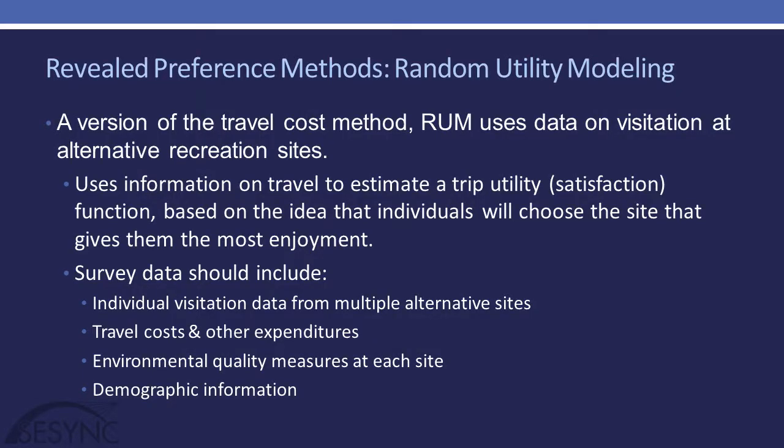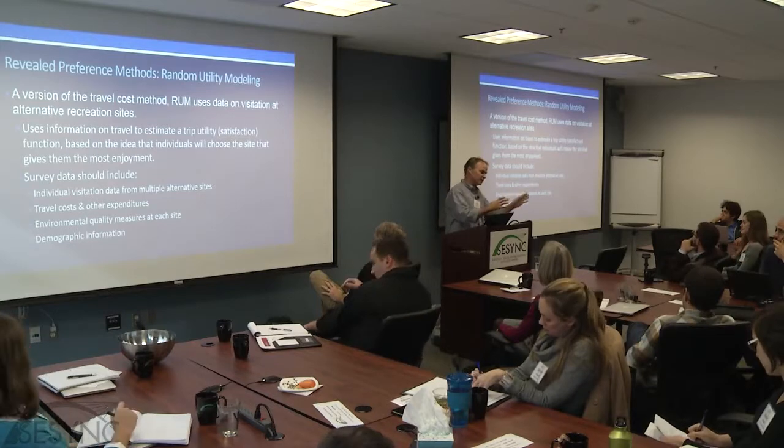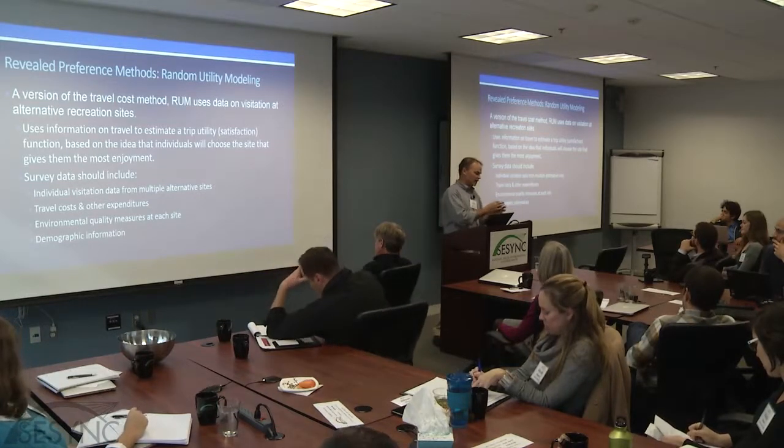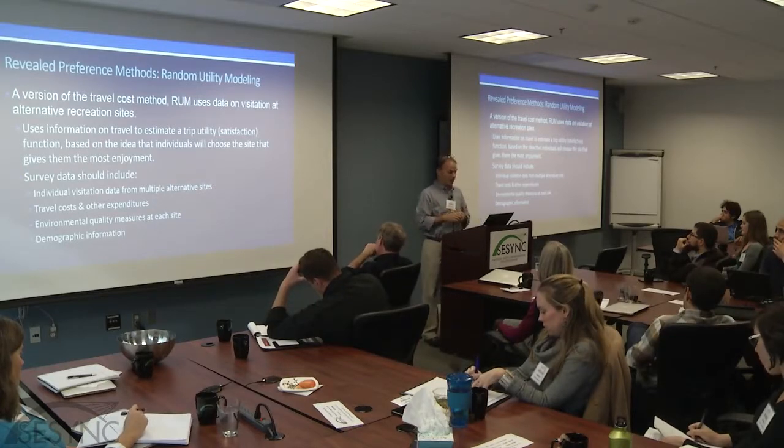Random utility modeling is a close cousin of the travel cost model, or a version of the travel cost model. The standard travel cost model looks at trip frequency to a single site, either frequency from a group in an area or frequency by individuals themselves. Right? So you have to get data. How many times did people in a geographic area go to that site, or how many times did a household go to that site over a period of time, say a year?